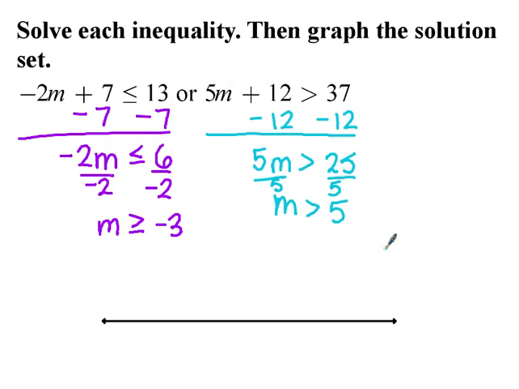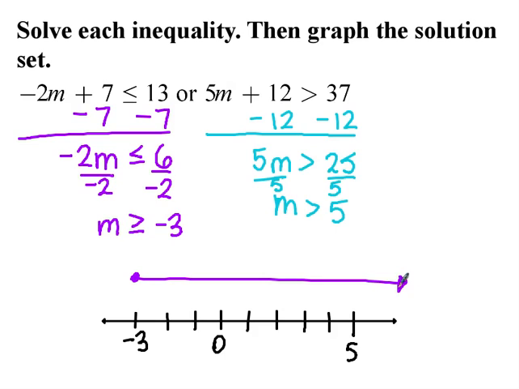So now I'm going to go ahead and have on my graph a negative 3. I've got to have my 0. And I'm going to show you how I usually graph these all on one graph. Okay, I start with m is greater than or equal to negative 3. So that means I would put a closed circle and I would shade this way. When it says m is greater than 5, I know that means I've got an open circle and I'm going to shade this way.